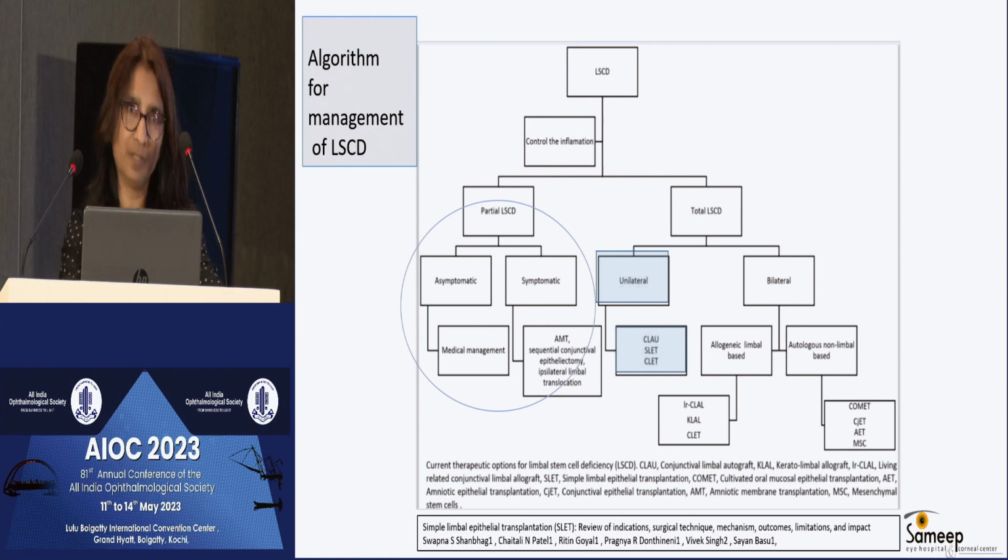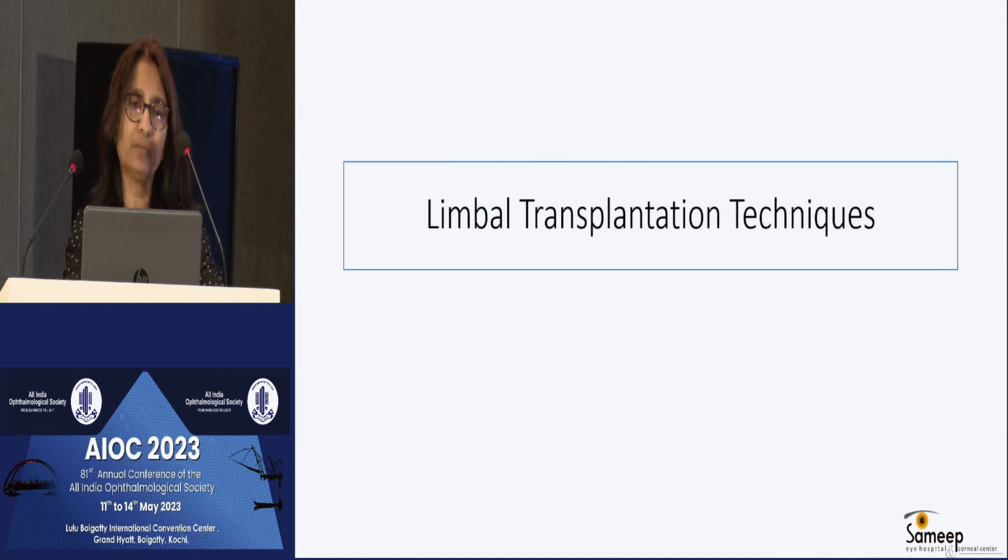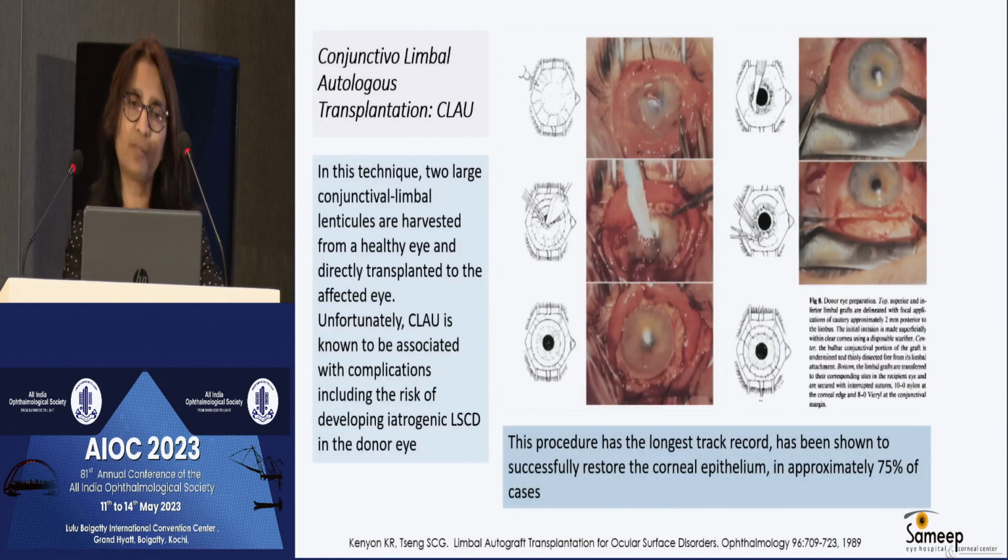Some can be treated with medical management. If they are in the initial part, they can be treated with just an AMT at times, or a symblepharon release and conjunctival autograft, while the ones which have significant limbal stem cell deficiency would require further management in terms of conjunctival limbal autograft, SLET, or CLET. So let's look at the limbal transplantation techniques.